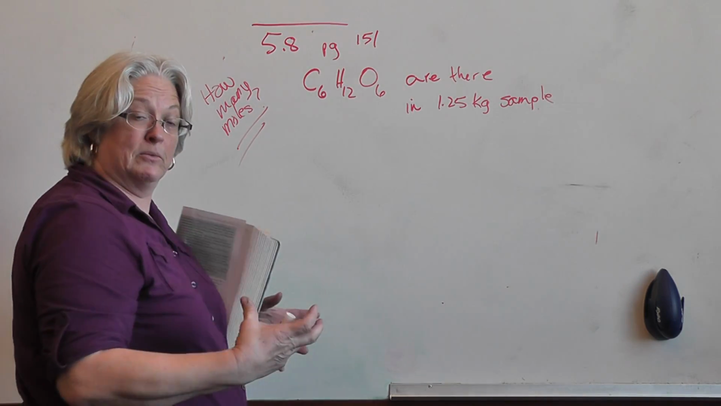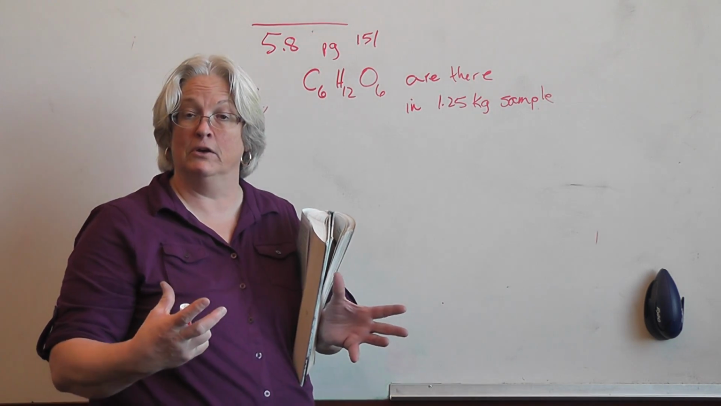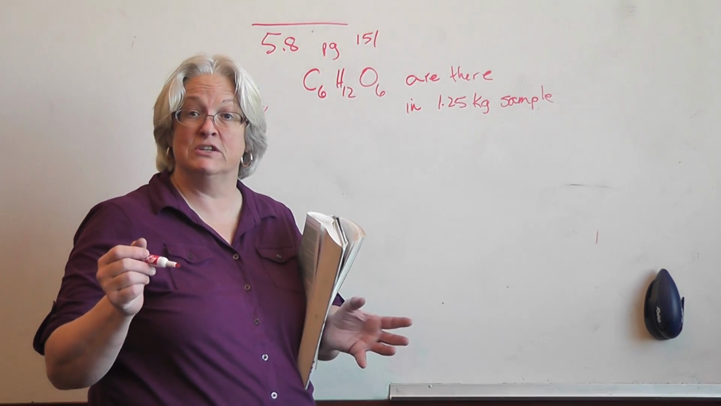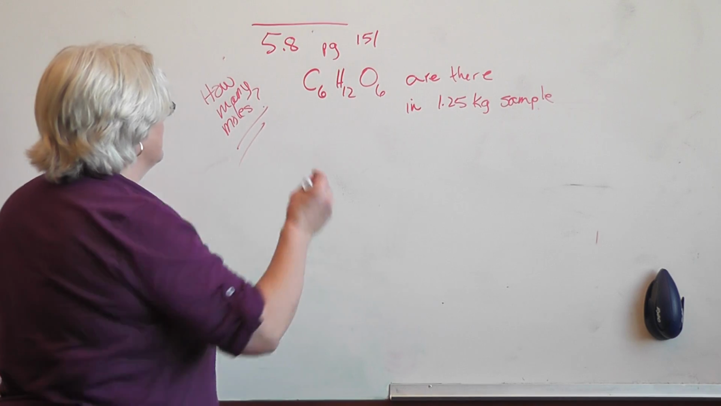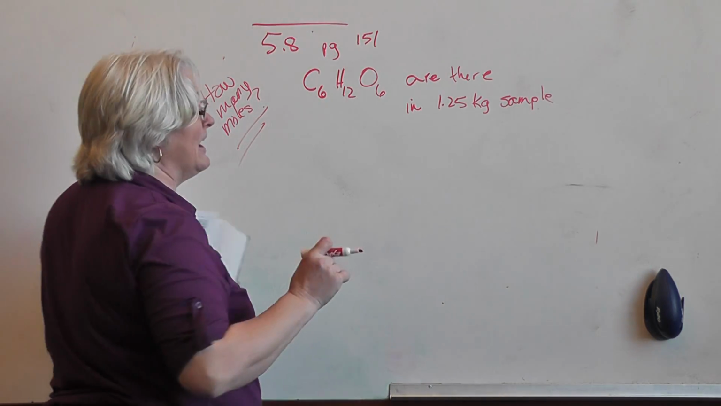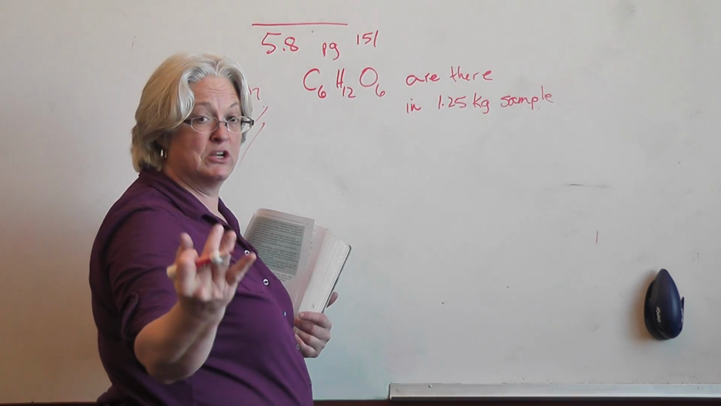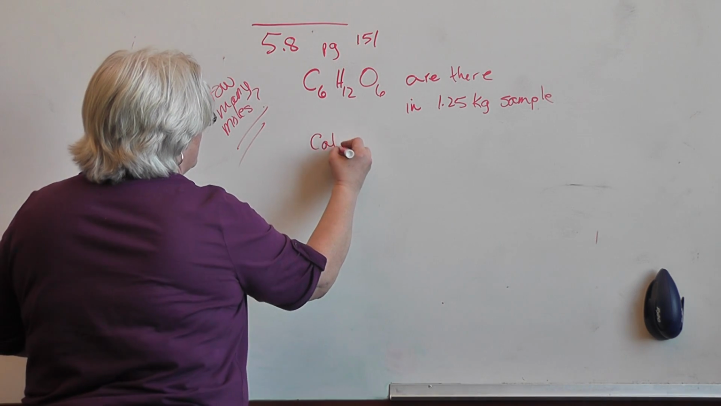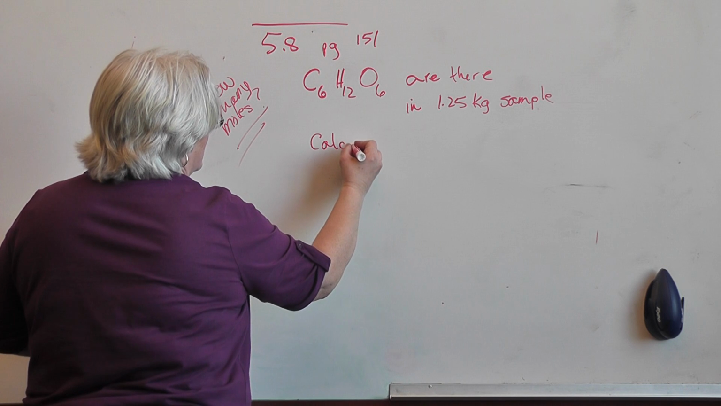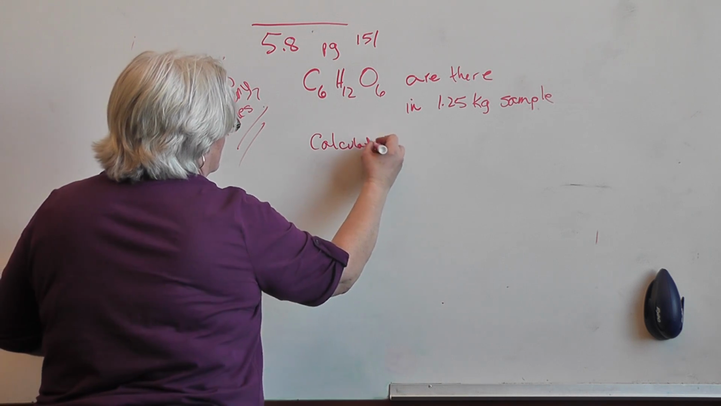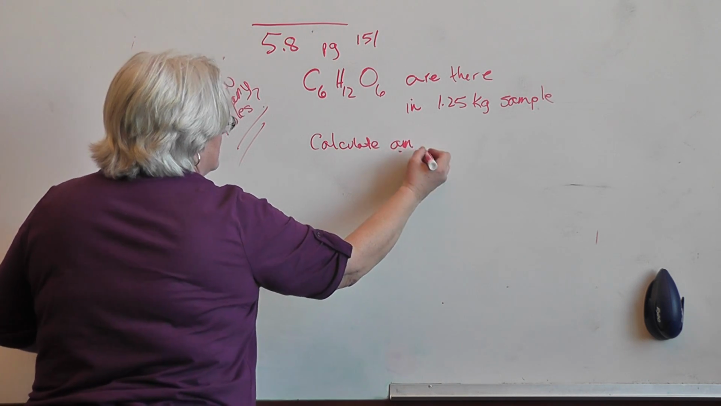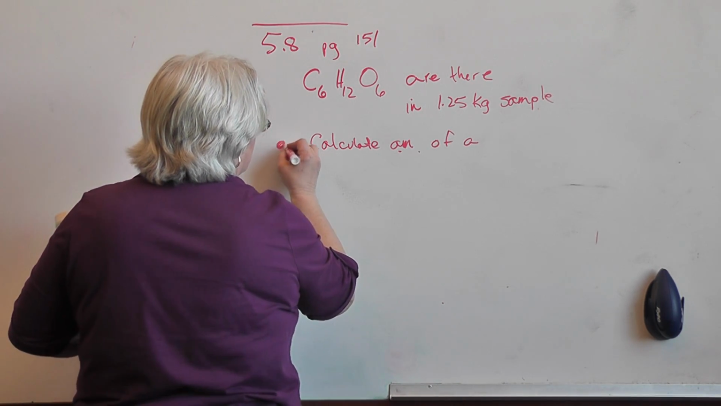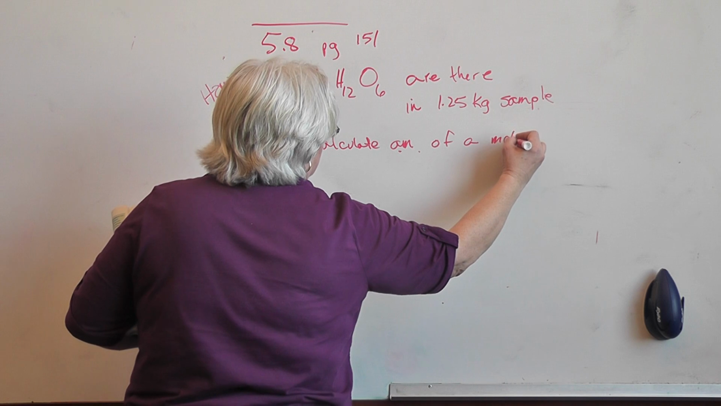It's composed of carbon, hydrogen, and oxygen. And each molecule of sugar has 6 carbons, 12 hydrogens, and 6 oxygens. So we have to find the atomic mass of carbon, of hydrogen, and of oxygen so that we can calculate the atomic mass of a molecule of sugar.